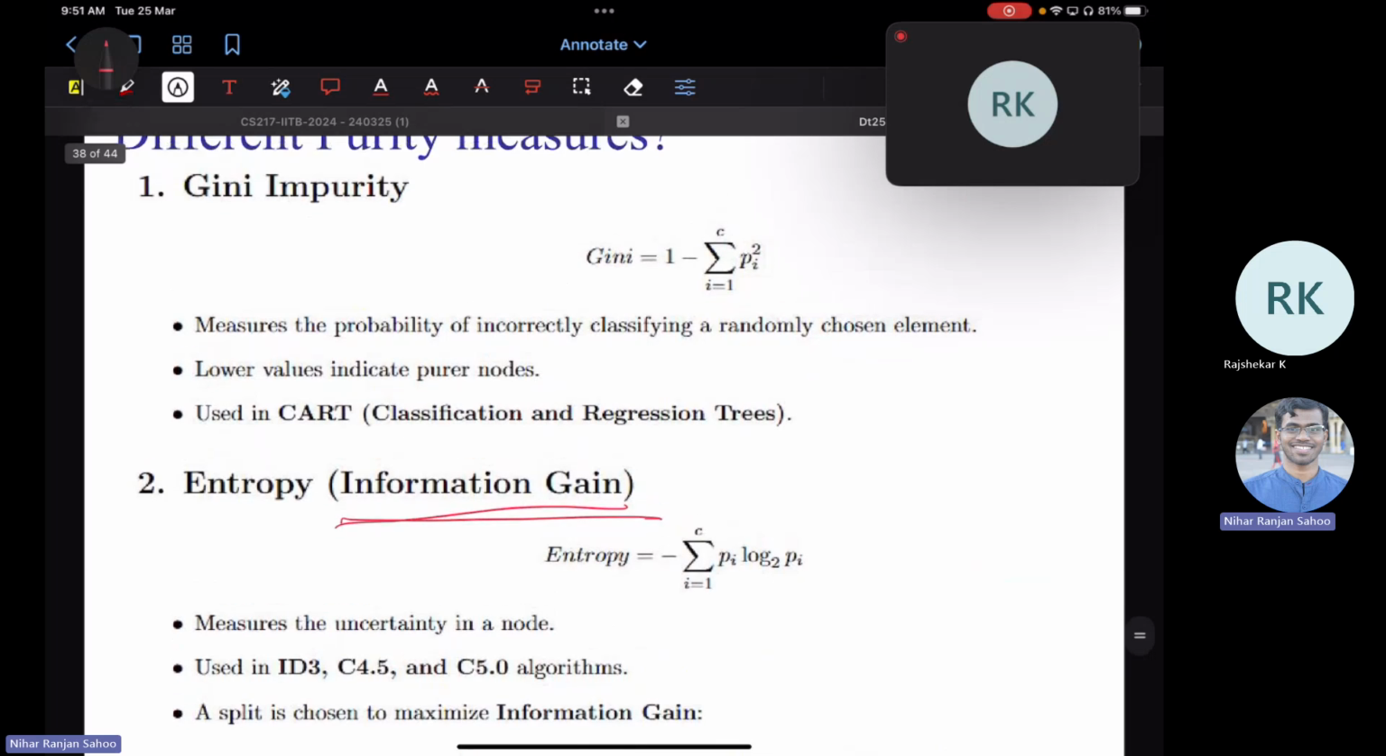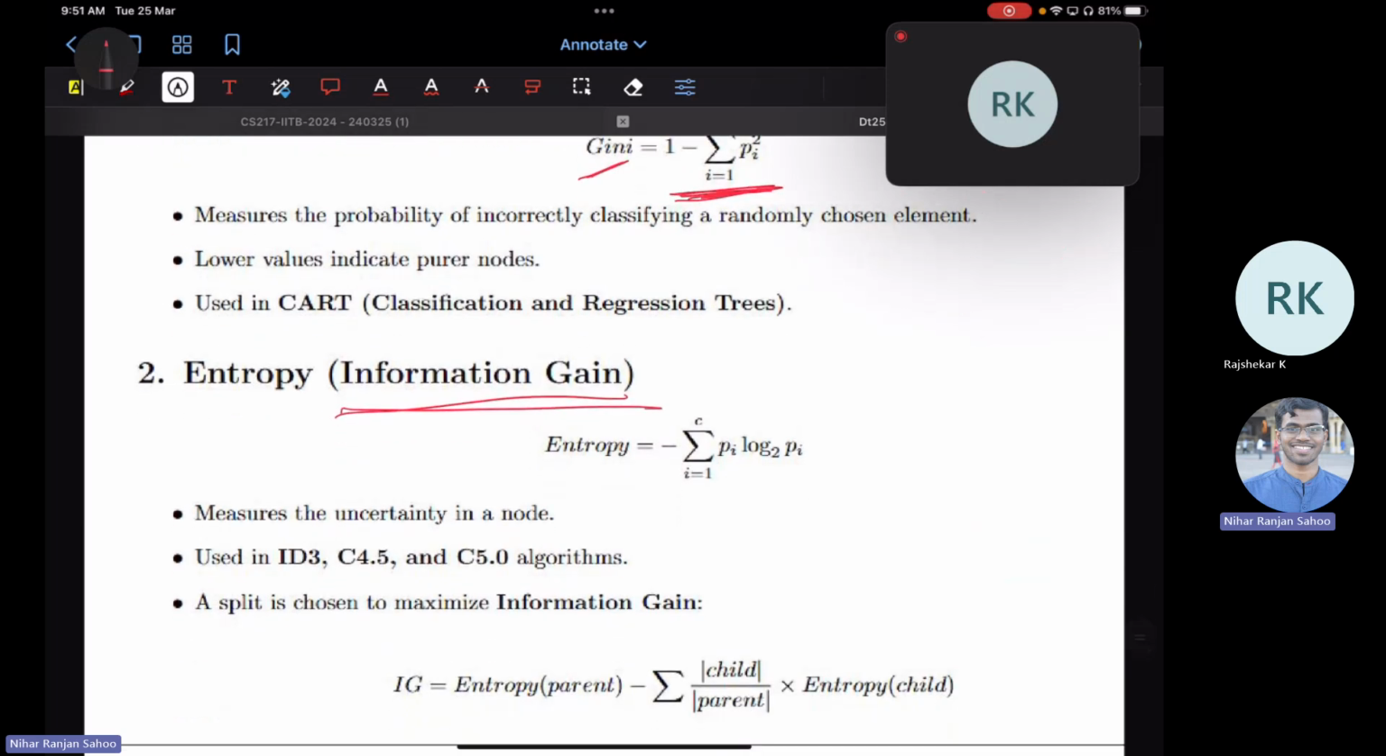For Gini impurity, you have to compute something called the Gini index for a particular node. How do we compute the Gini index? When I go through the example, I will tell you. Again, for information gain, for a particular node, we compute the information gain.